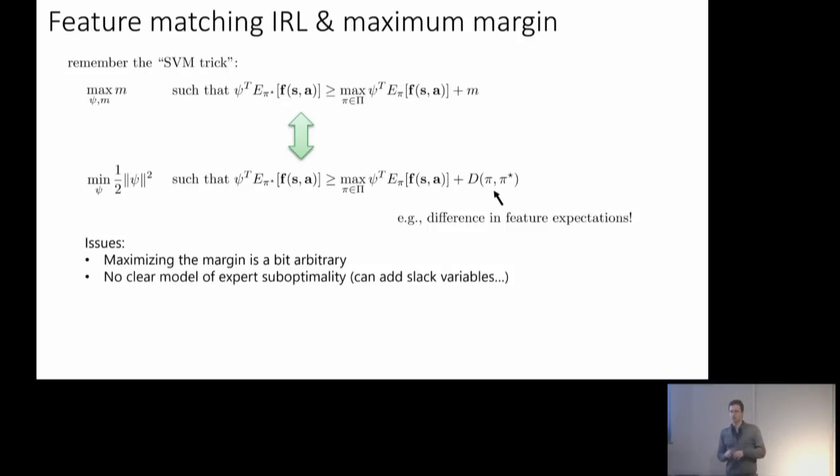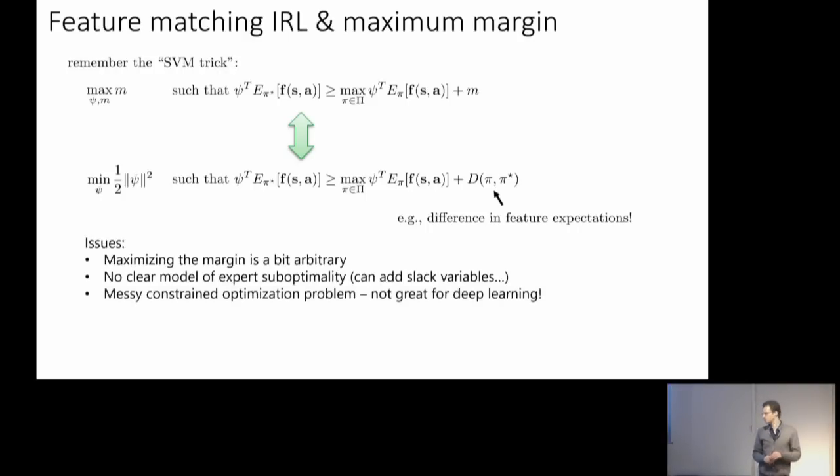Perhaps more problematically, this approach to IRL doesn't really have a principled probabilistic model of expert suboptimality. For a perfectly optimal expert, this all makes sense. If the expert is suboptimal, the SVM framework does give you some machinery to compensate for that. For example, you can add slack variables. You can say this is greater than or equal to this thing plus the margin minus a slack variable, and then the slack variable is minimized. But it's a very arbitrary model of suboptimality. It's not really reasoning about why the expert might have made a mistake. It's just saying, we're going to put in slack variables.